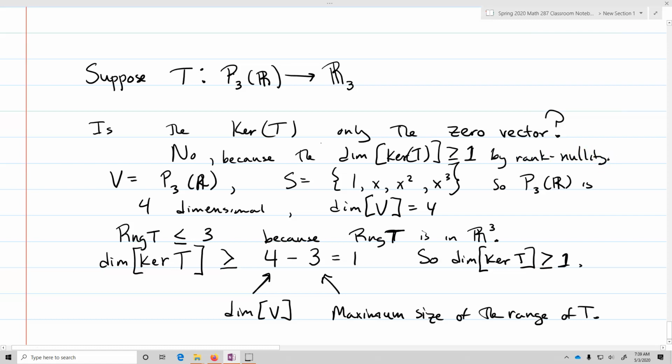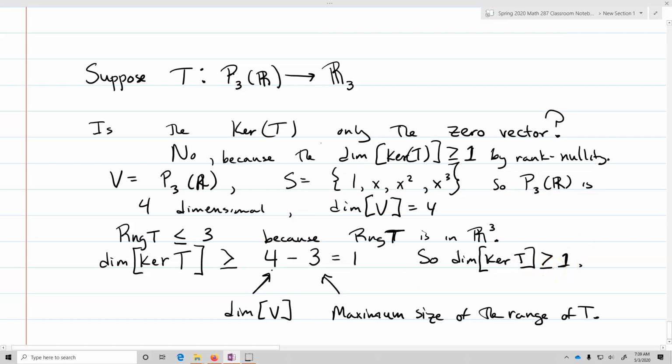So it's just a little bit of logic. One, we know that P3R is 4-dimensional, okay? And the range of T then is going to be less than or equal to 3 because the range of T is in R3, okay? So it's a subset or a subspace of R3. It could be all of R3, which is fine, but it doesn't have to be. What that means is that the dimension of the kernel of T has to be greater than or equal to 4, the dimension of V, minus that maximum size of the range, okay? Because of the rank nullity. So that means the dimension of the kernel of T has to be greater than or equal to 1, okay?